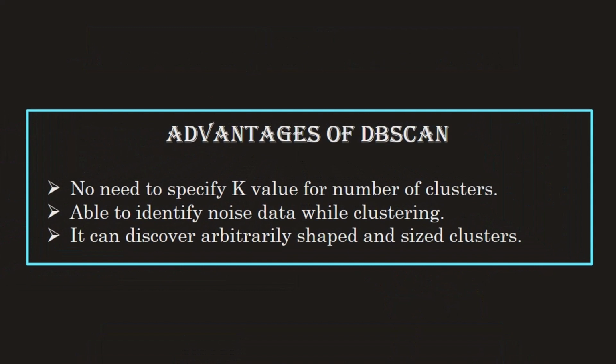Let's quickly talk about the advantages of this particular algorithm. Of course, there is no need to specify the value of k for the number of clusters the way it was required in k-means clustering. It is able to identify noise data while clustering, works very well in terms of identifying the noise or outliers, and it can discover clusters of different shapes and sizes. Exactly the opposite of what we have seen in k-means clustering, which discovers clusters only in spherical shape. So that is no longer a limitation with DBSCAN.